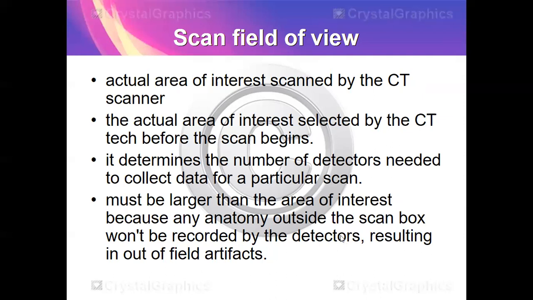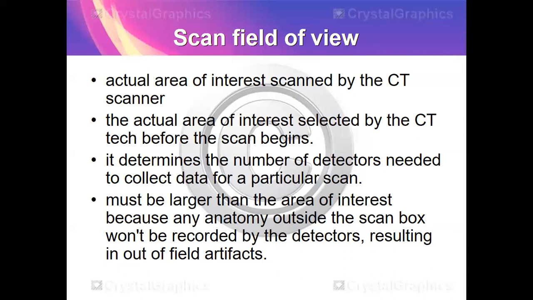So we also have the scan field of view and the displayed field of view. So dalawang klase ng FOV meron tayo. So ang scan field of view is the actual or yung mismong part ng patient. The actual area of interest scanned by the CT. So it determines the number of detectors needed to collect data for a particular scan. So kapag mas malaki yung area of interest natin, so maraming detectors ang kailangan. Or mas malaki rin yung kanyang matrix size.